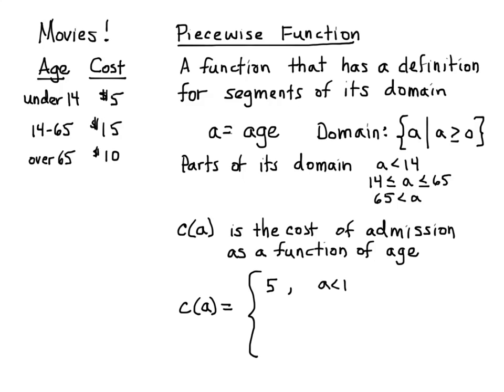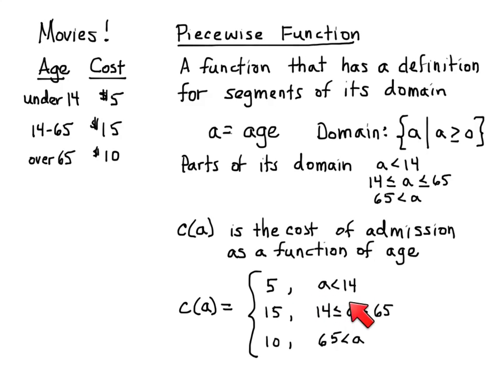So now I'm going to write it in this fashion. I'm going to say my function is either 5, 15, or 10, depending on what part of the domain I'm in. Now oftentimes you'll see the word if in between these two. It's 5 if A is less than 14. You can think of it that way. Or when, sometimes you see that, your function is 5 when A is less than 14.